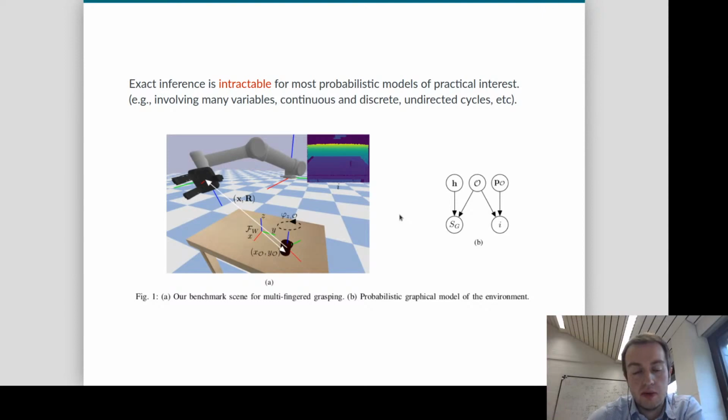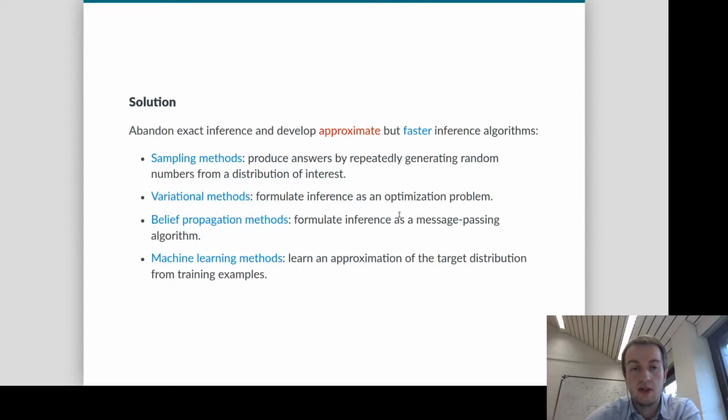But my point is just to say that these two algorithms that we've seen, you could not apply them on this problem, even though this problem is not that complicated. It's just 5 variables, and that's it. And the structure also is not that complicated. So the solution is to really abandon exact inference and instead to develop approximate but faster inference algorithms.